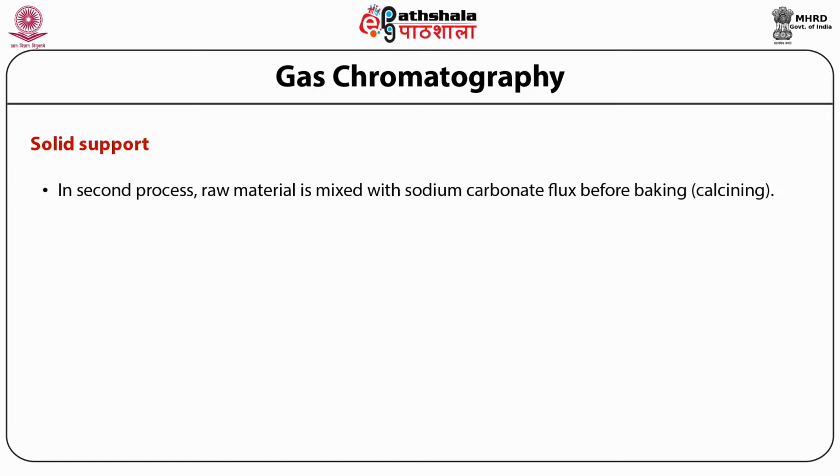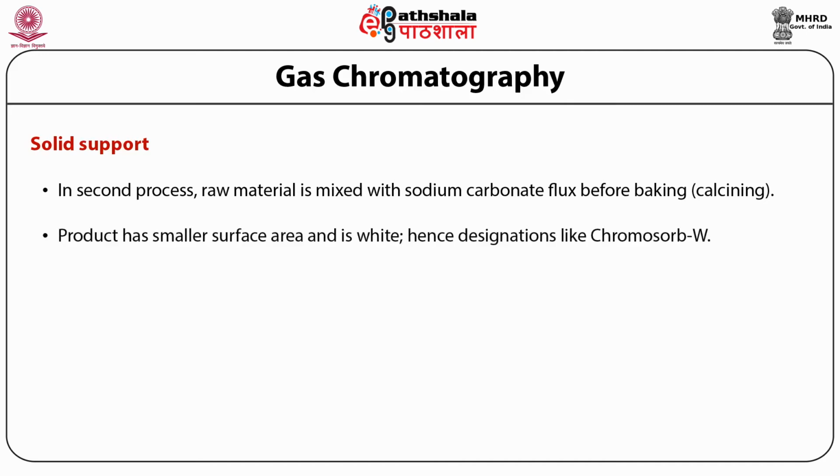In a second process, the raw material is mixed with a solution with a sodium carbonate flux before baking. The product is more fragile, less chemically active, has a smaller surface area, that is 0.5 to 1 meter square per gram, and is white, hence designations like Chromosorb W.